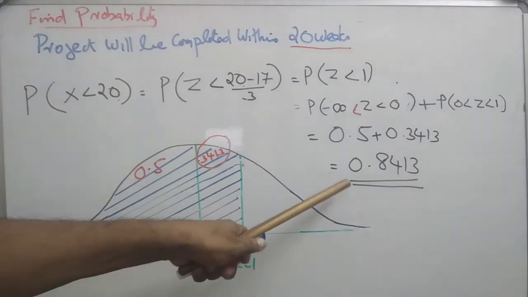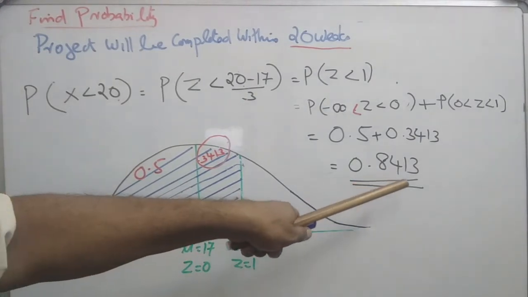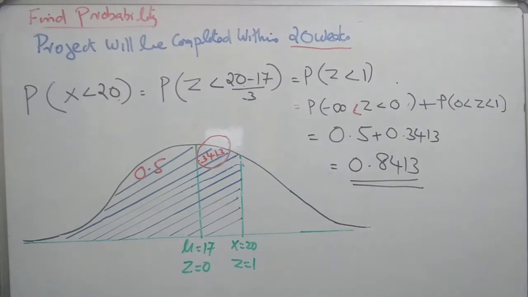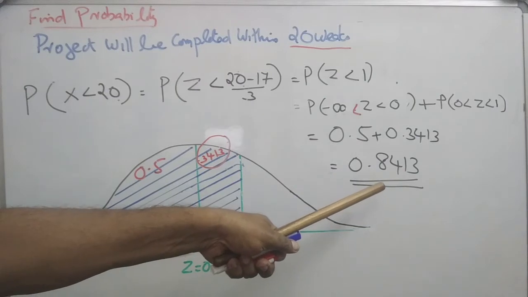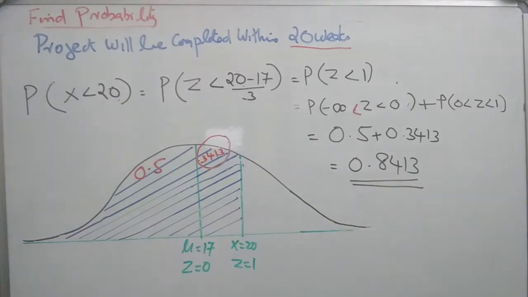Therefore, the required probability is 0.8413. It is the probability of completing the project before 20 weeks. That is, its probability is 84.13%.